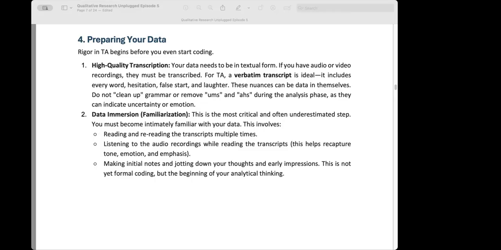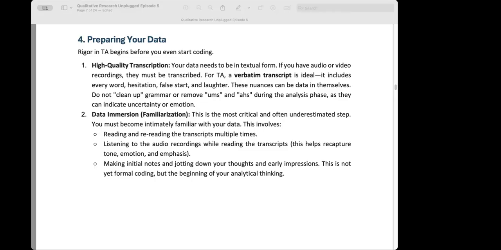The second, and arguably the most critical and often the most underestimated step, is data immersion, sometimes called familiarization. This isn't a quick skim. It's a deep, multi-layered engagement that sets the stage for all subsequent analytical thinking. You simply must become intimately familiar with your data before you start breaking it down. Intimately familiar. What does that involve practically?